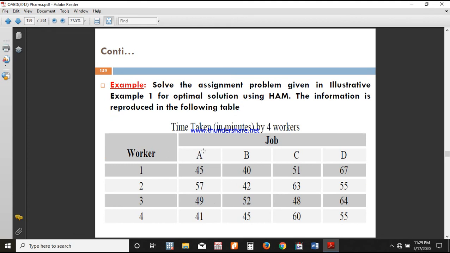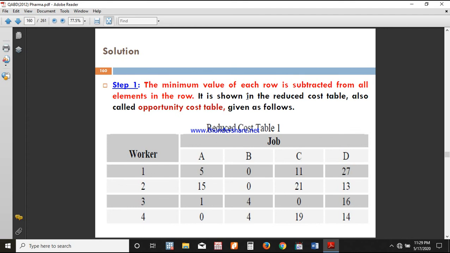Based on this, now we can find the lowest element. First, let's start from the row values. The smallest in the first row is 41, in the second 14, in the third 42, and in the fourth 48. Now the values after reduction will become as shown here.